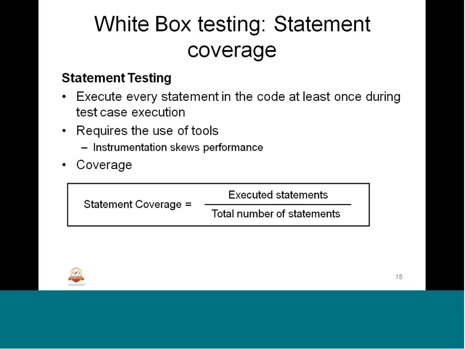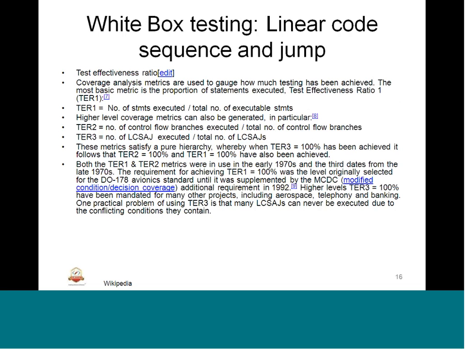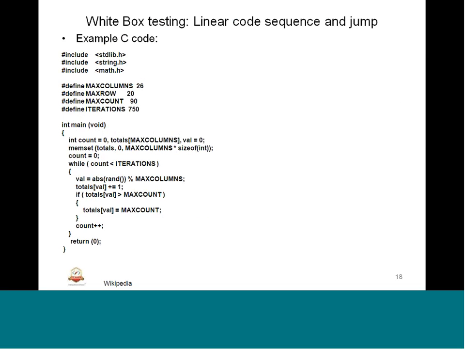I will try to explain with an example of C code in the next class. And there are other white box testing techniques, and there is a C code you see here, an example code. Now there is a while statement, there is an if statement, so all these inputs need to be triggered for statement coverage so that all the statements are executed. Suppose the count takes less than iterations, and iterations here is 750, so we should be able to execute all possible 750. This will not be done manually, but with the help of a tool.